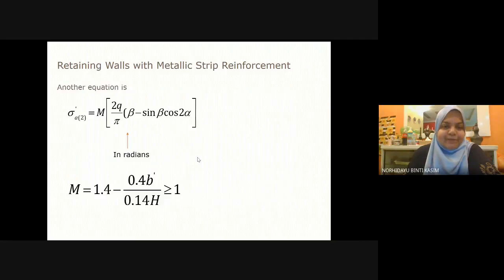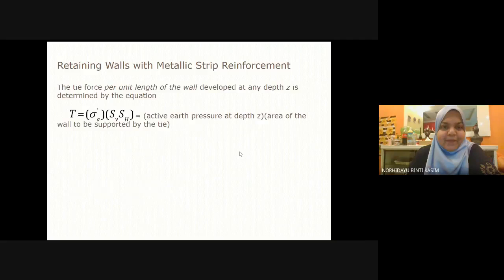All right, and then another equation that you can use to calculate sigma A2 prime is equal to this equation. And then the M here is given by this equation. So you can calculate the M using this equation.